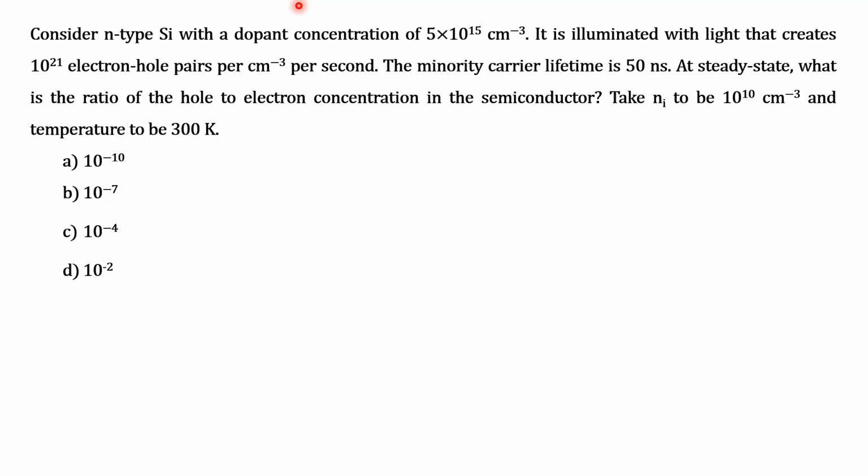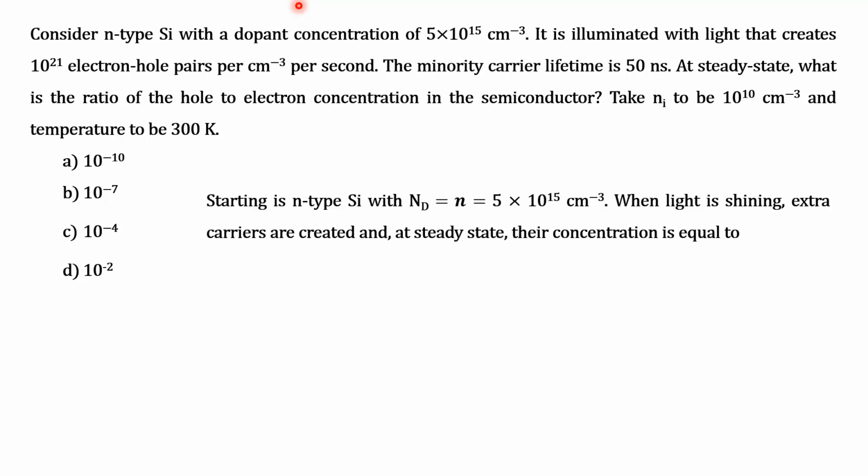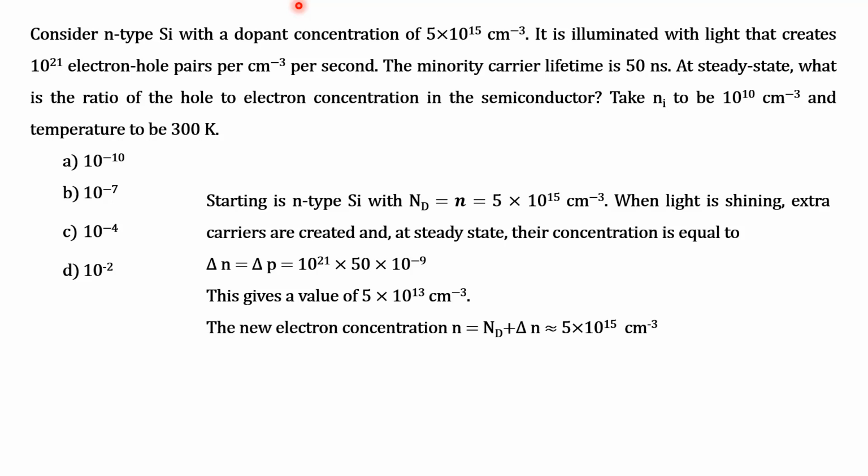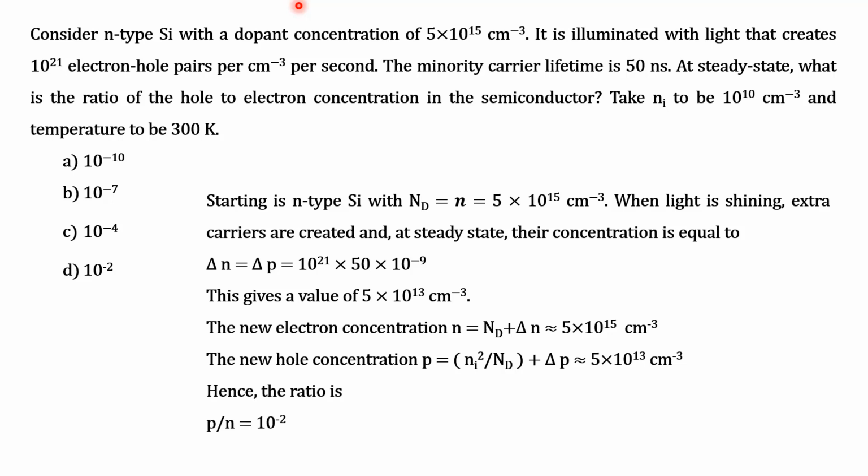So is everyone getting 10 power minus 2? Yes, ma'am. Okay. So ND is given as 5 into 10 power 15, and the minority carrier concentration, or the electron hole pairs that are generated, is 10 power 21 into 50 into 10 power minus 9. So basically it's 5 into 10 power 13, and hence the new electron concentration would be their sum, that is 5 into 10 power 15, and the hole concentration is Ni square by (Nd plus delta n), that is 5 into 10 power 13, and on dividing these two values we will get 10 power minus 2. So is it the same way that you all got?